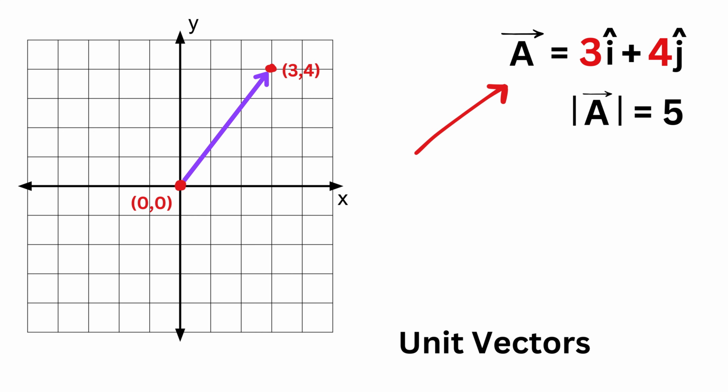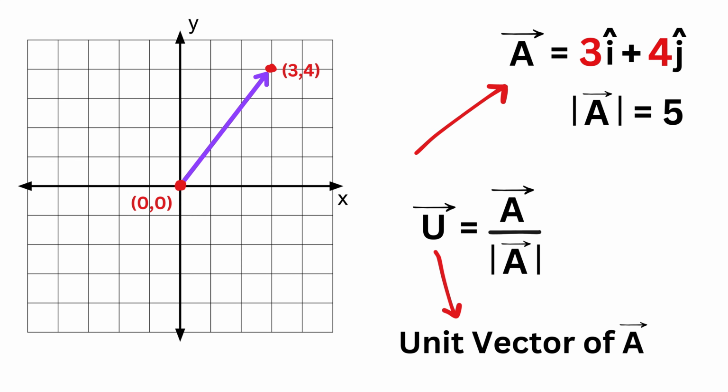Mathematically, if you have any vector A, you can find its unit vector by dividing it by its magnitude, or length. This process keeps the direction the same, but ensures the length is exactly 1. The formula for a unit vector u in the same direction as vector A is u equals A divided by the magnitude of A. Now consider this example where A is 3i hat plus 4j hat.